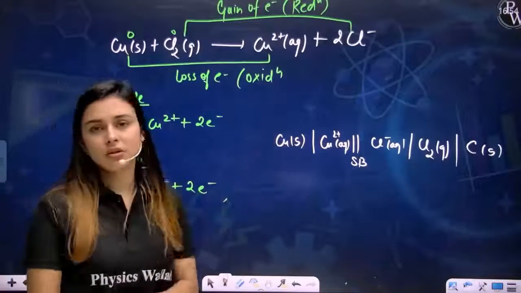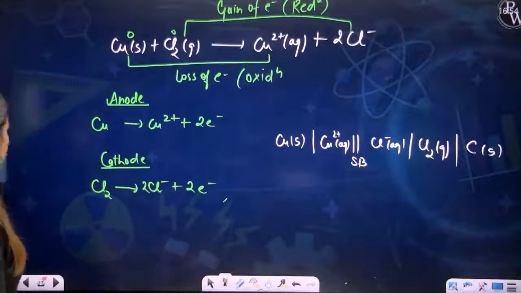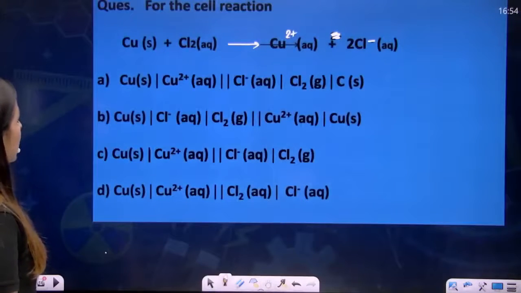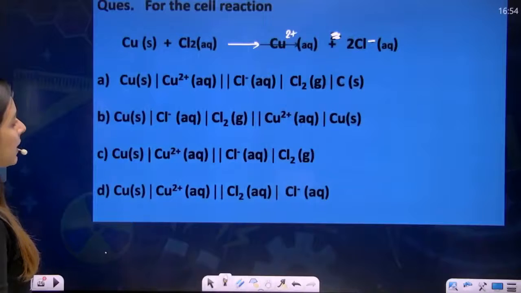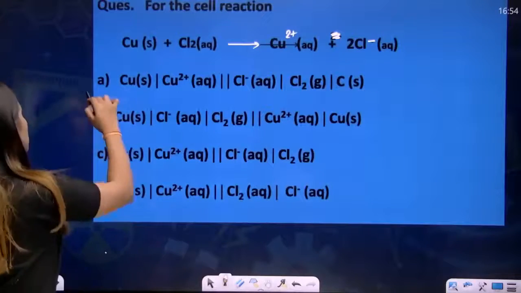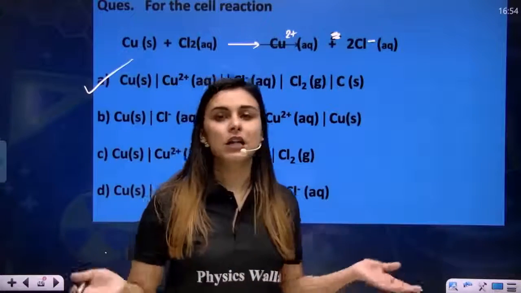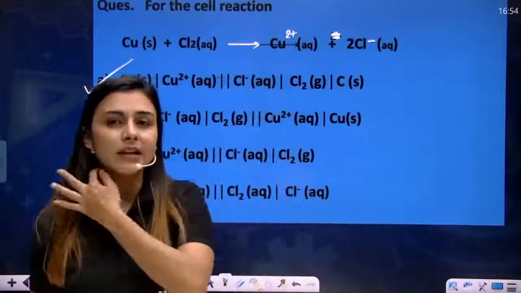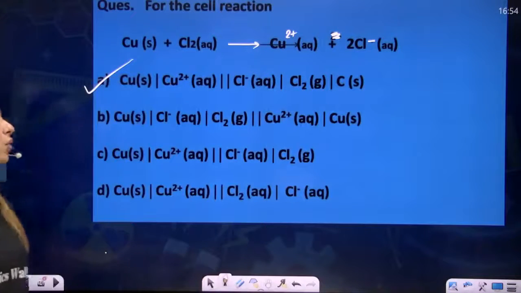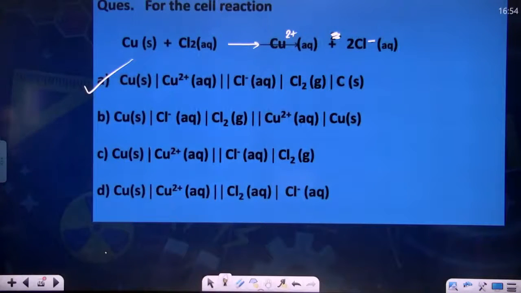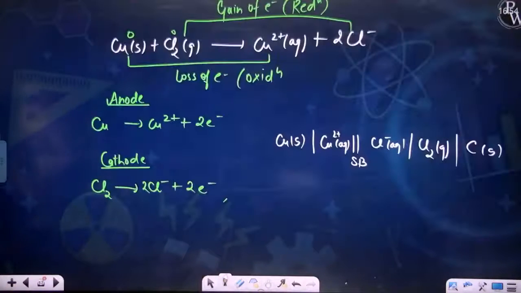So now let's see which representation is correct. Copper solid, then copper 2 plus, then Cl minus, then Cl2 gas and carbon solid. So option A will be your correct answer. So this is how you are going to solve these types of questions, right? Yes, perfect. If you want to pause and write, pause the video, write it, and then we'll move forward.